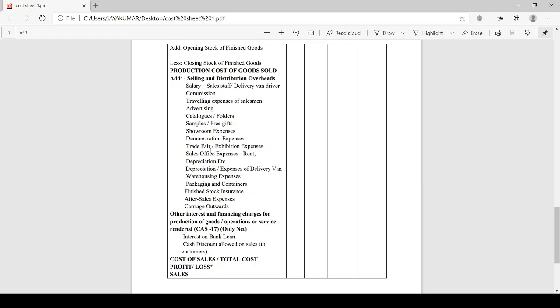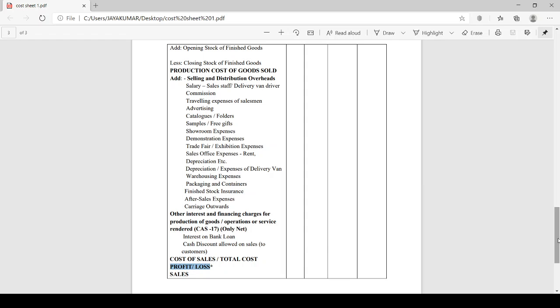So when you add selling and distribution overheads, and afterwards these two items as per Cost Accounting Standard 17, what you get is the cost of sales or the total cost. And then you have the sales, isn't it? What are the number of units sold, the total amount we have received and per unit. Then we will be able to find out the profit or loss. Sales minus the total cost will give you the profit or loss. I hope you have understood this.